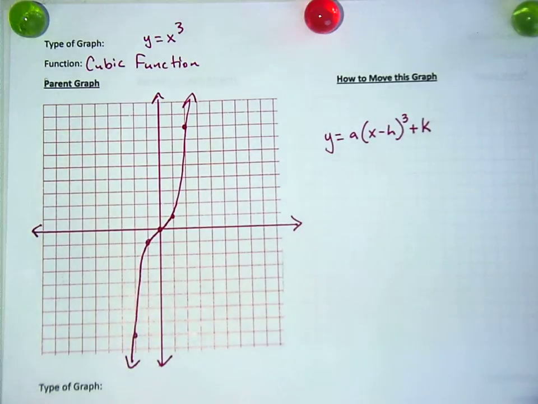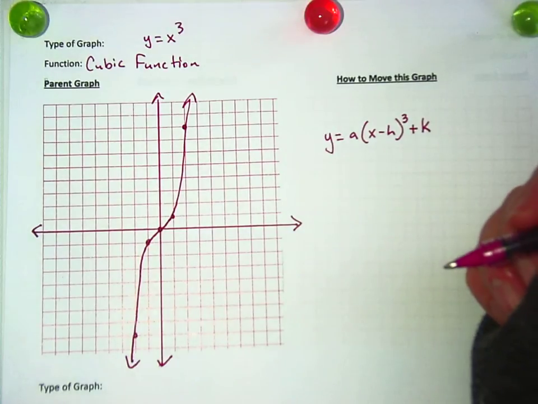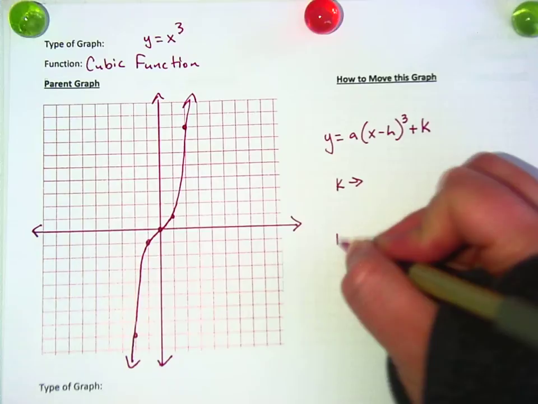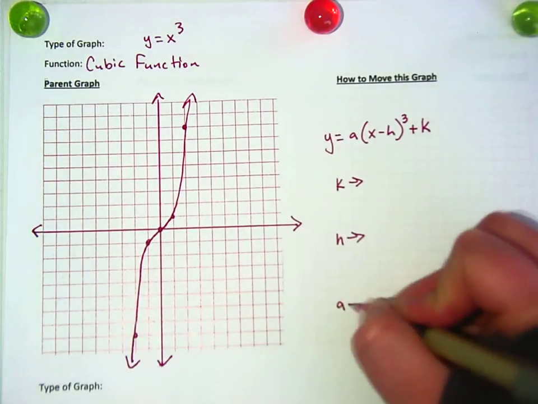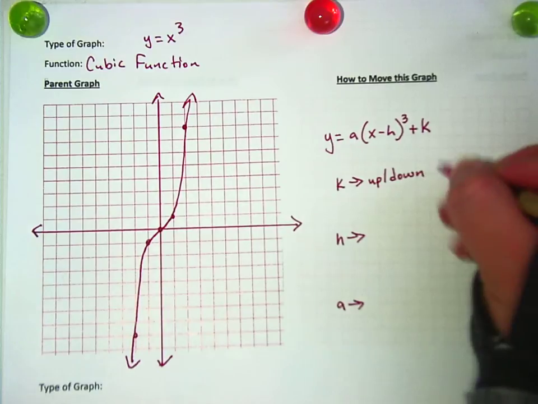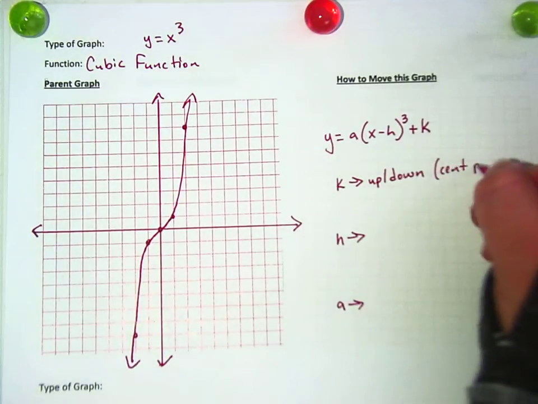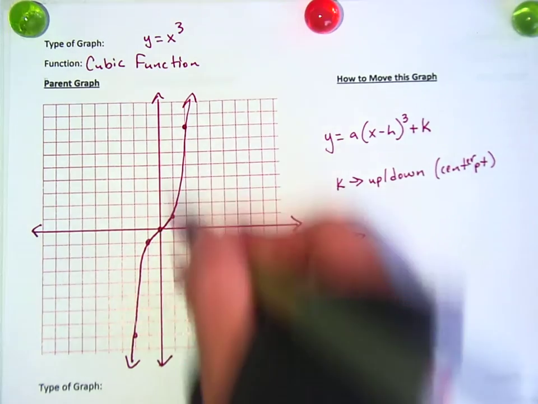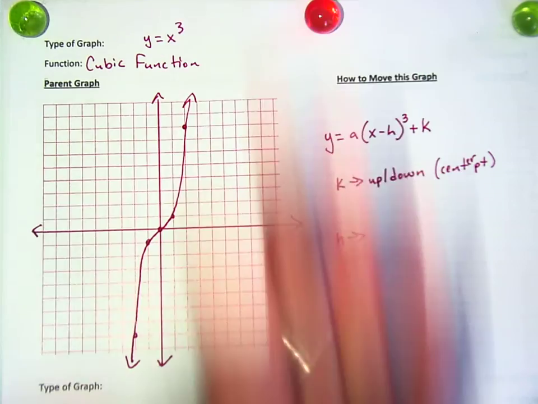All right, guys, let's make some assumptions, very similar to last time. What do you think k does? You just did it, right? K moves it up and down. And we should really write that the center point moves up and down. This point right here is moving up and down. The whole thing's going with it, but sometimes it's hard to tell.